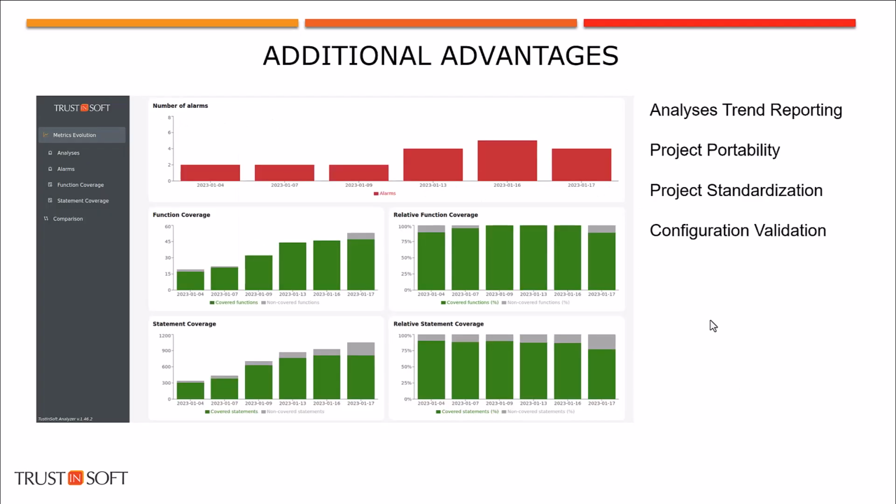Among those extended capabilities include new features such as analysis trend reporting. This is the ability to compare current results with past analysis runs on the same project to better understand project evolution, code quality evolution, have more or less alarms been introduced, release to release, version to version within this code that we're about to inspect in the demo, and to really get a sense for the overall project's health and life cycle over time. Additionally, there are features in the tool that support project portability, greater standardization, configuration validation, and much more. And with that, let's begin.